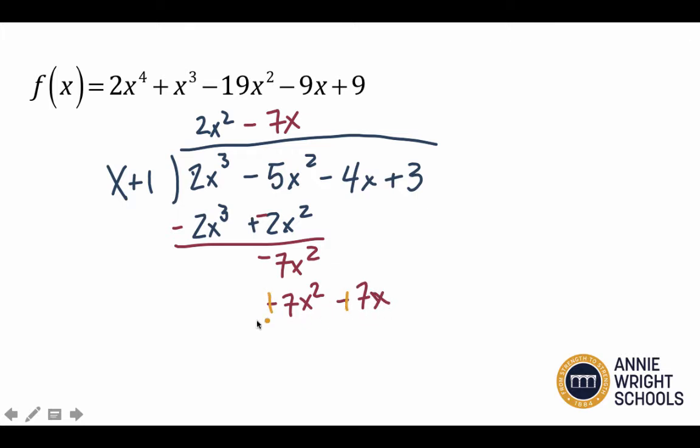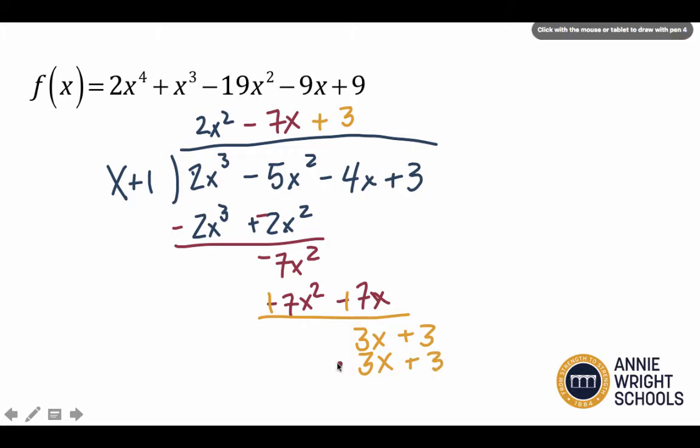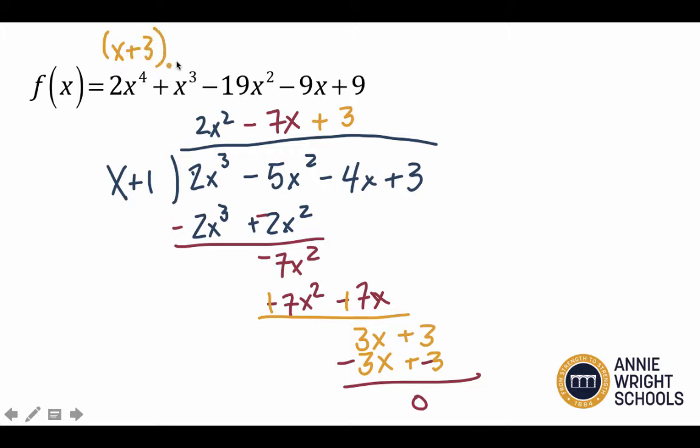That gives me a positive 3x. What times x gives me a positive 3x? That would be a plus 3. Distribute, get a 3x plus 3. Change the signs and add, and you get 0. So now, from the previous problem, we knew that x plus 3 was a factor. I've now shown that x plus 1 is a factor, and I'm left with 2x squared minus 7x plus 3.